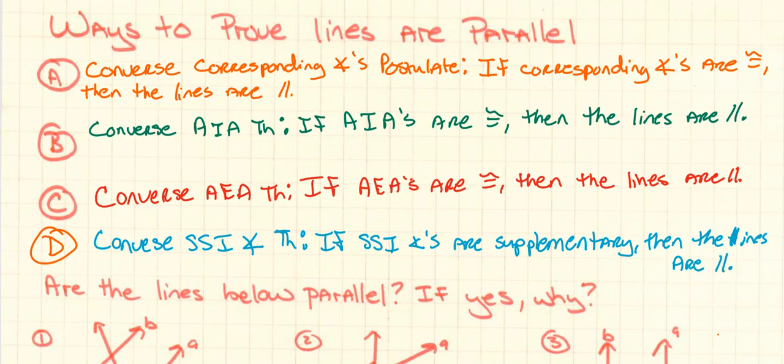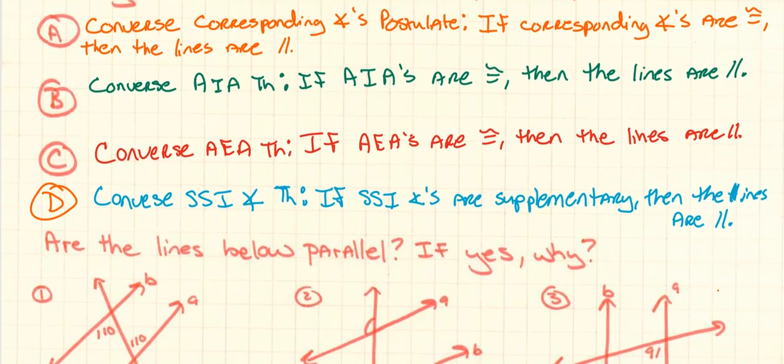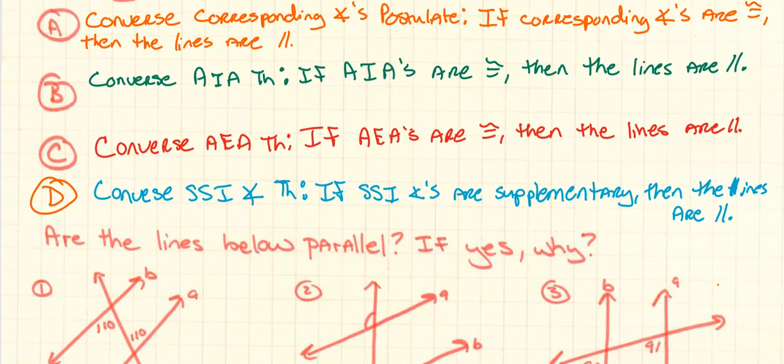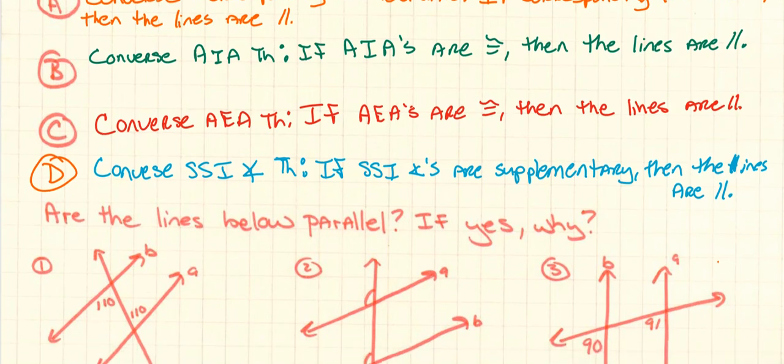All right, so again, the reason for these is to basically let us know that if you have these congruent angles, then you can automatically conclude that the lines are parallel. So again, these are our 4 options: converse corresponding, converse AIA, converse AEA, and converse SSI. So let's do a couple of practice problems with this.